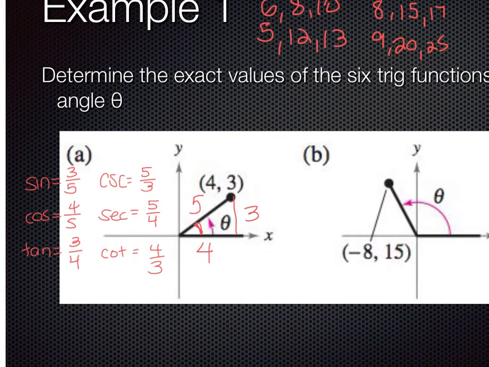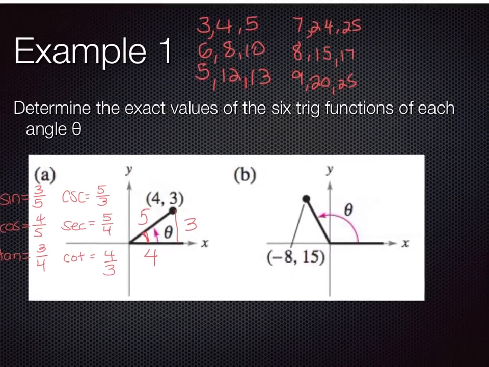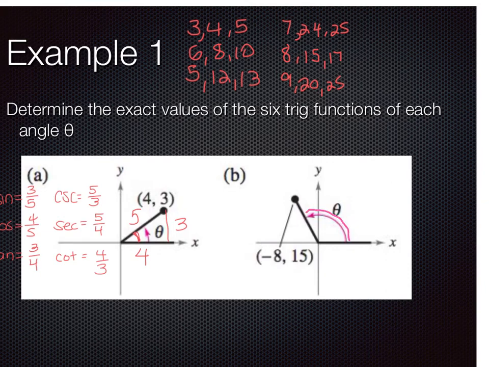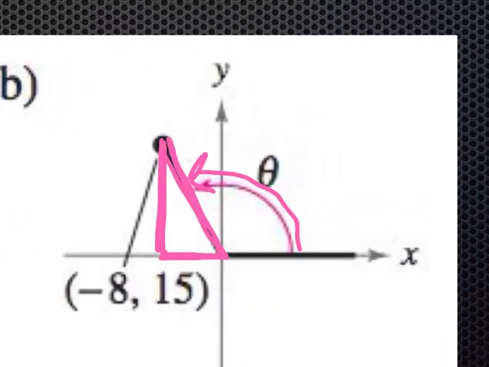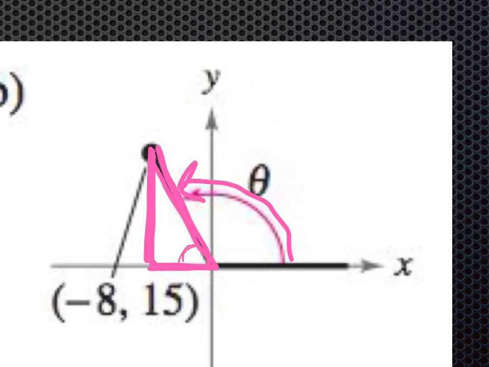All right, now look at B. Now the angle is here, right? But we always close in the triangle using the x-axis. So even though the angle's there, we make our right triangle here. Theta still can be put here. It's called a reference angle, which we're going to get to in a minute.